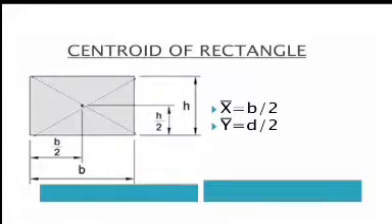The center of gravity of a parallelogram or a rectangle is at a point where its diagonals meet each other. Therefore, the centroid of a rectangle lies at a distance of base by 2 and height by 2. So x bar is the distance of the centroid from the y axis, and y bar equal to d by 2 is the distance from the x axis.